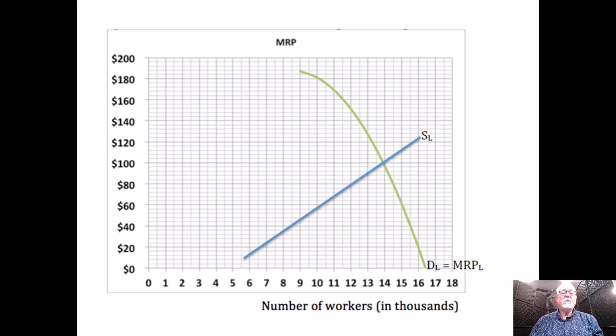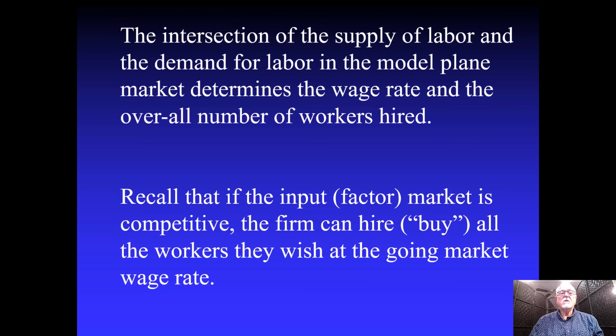So the supply of labor, this would be all the workers. How many workers are willing and able to work at various wage rates? But remember, there's a huge amount of them. And so the intersection of supply and demand at the market level sets the number of workers totally that will be hired. So for the entire industry, it's 14,000. Each firm will hire 14 workers and pay them a wage rate of $100. So that intersection of market demand and market supply will determine the overall market wage rate.